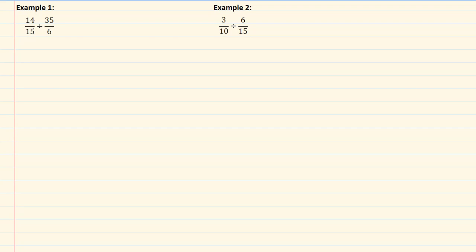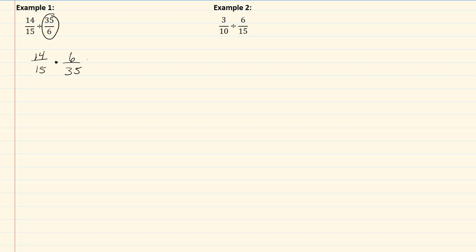In example 1, we have 14/15 divided by 35/6. We're always going to flip over the second number, the number that we're dividing by. So we'll rewrite this as 14/15 times 6/35.